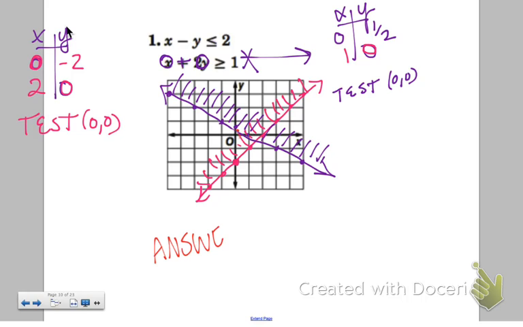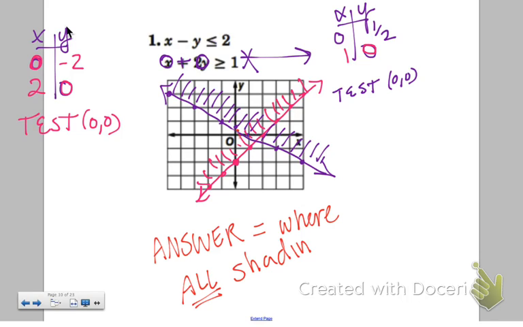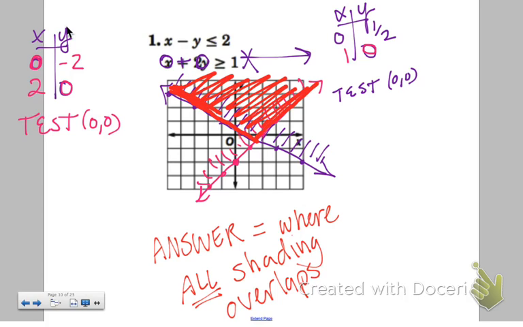Now the answers to these are where all the shading overlaps. So that is where the purplish and the pinkish color overlap, which is going to be right there. That is our final answer.